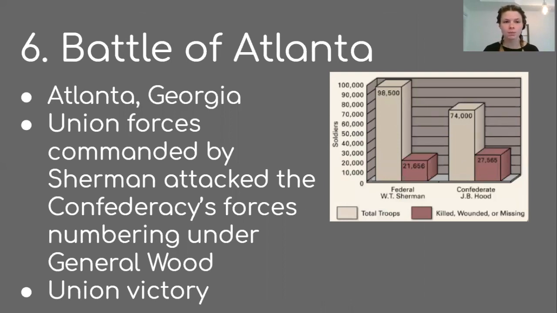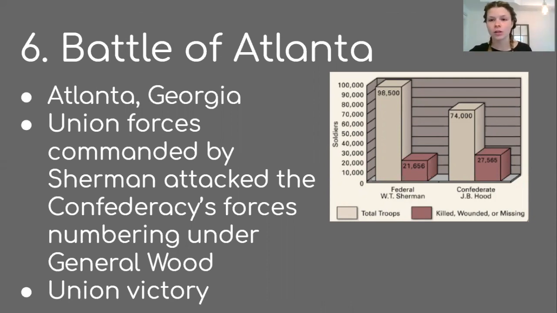Okay, number 6, Battle of Atlanta. After Gettysburg, it's starting to look like there's going to be some extreme protocols needed to really take over the Confederates. Even though the Union seemed like they had the advantage, there are some things that need to happen before they can just totally win. In Atlanta, Georgia, Union forces are commanded by Sherman, and they're attacking Confederate forces commanded by Hood.